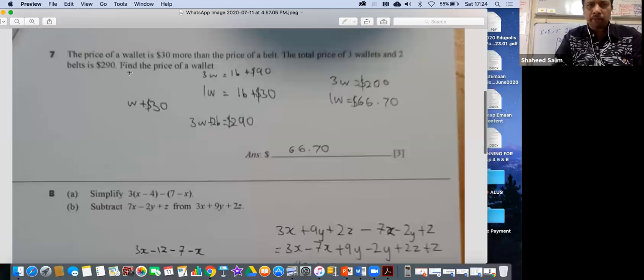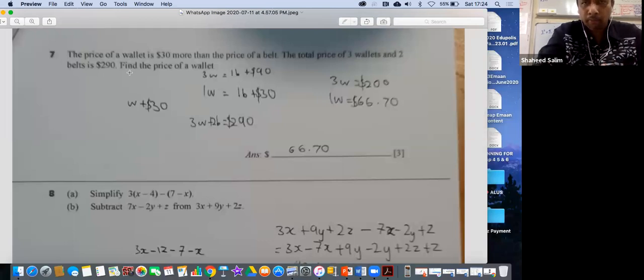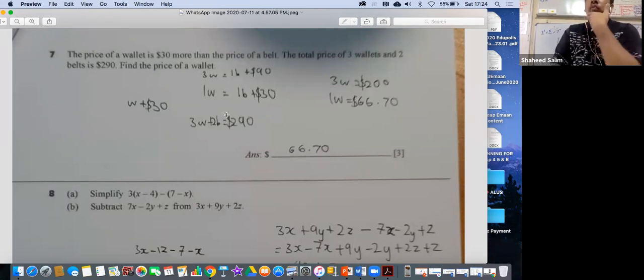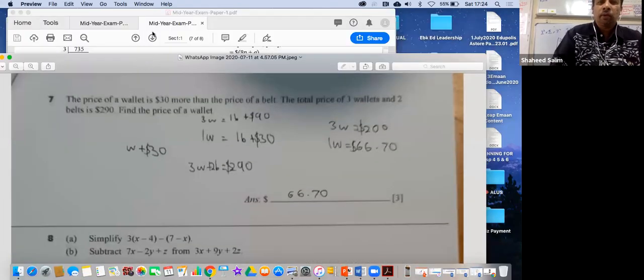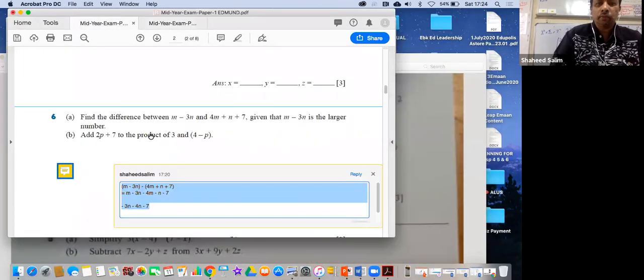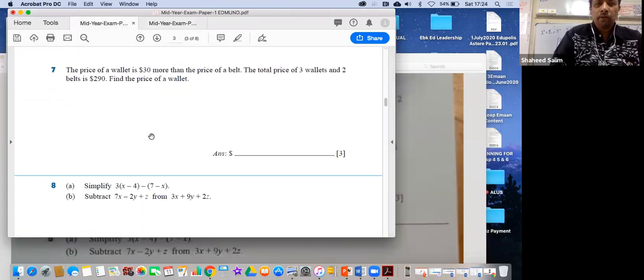The price of a wallet is $30 more than a belt. The total price of 3 wallets and 2 belts is $290. So now, what we've got to do is use the X. What do we mean by this? Okay, here we go. I'm going to show you now. This one you can write.